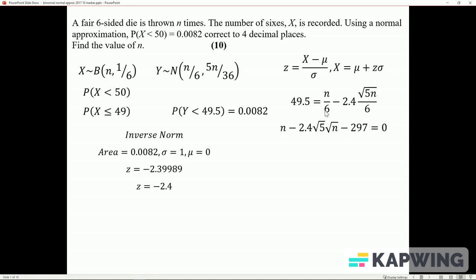If I rearrange this, multiplying by 6, I'll get n there, and I get 2.4 root 5 times the square root of n, and then 5 times 6 is 297. So this is a quadratic now in root n, and you can try and factorize it, but I wouldn't bother. I just whack it straight in the calculator, and you get root n is 9 root 5, which means that our n then is 9 root 5 all squared, which is 405.